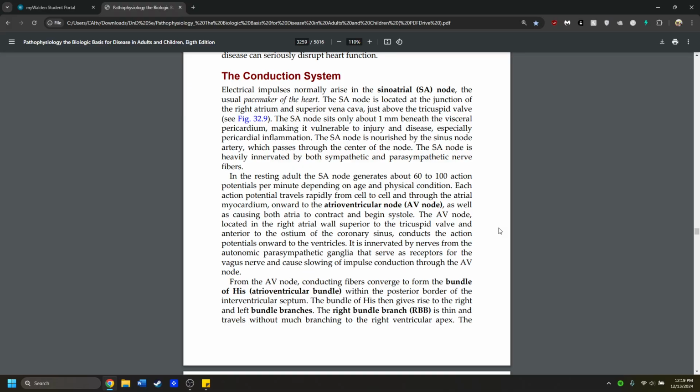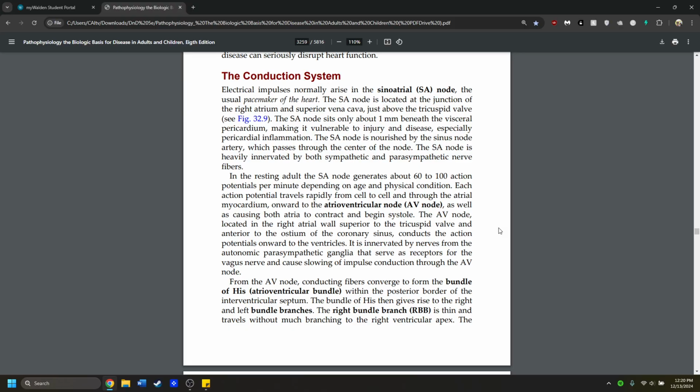In the resting adult, the SA node generates about 60 to 100 action potentials per minute, depending on age and physical condition. Each action potential travels rapidly from cell to cell and through the atrial myocardium, onward to the atrioventricular node, or AV node, as well as causing both atria to contract and begin systole.